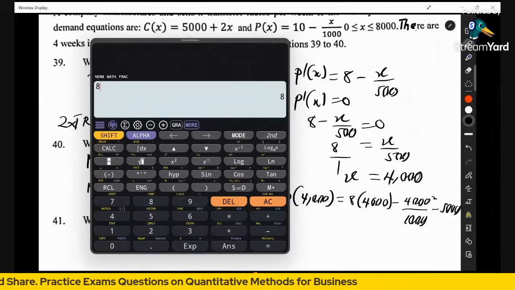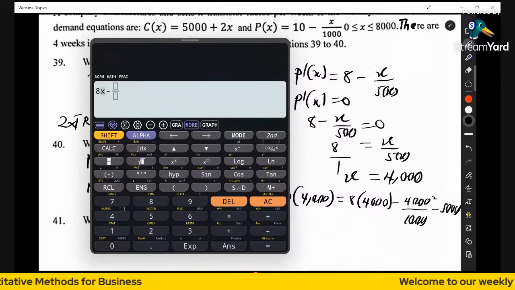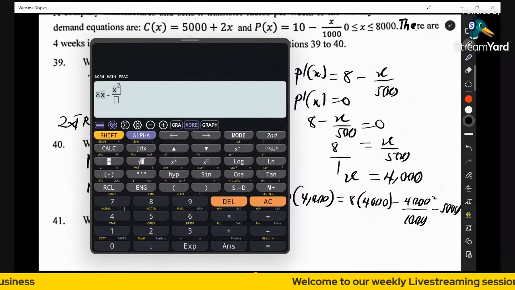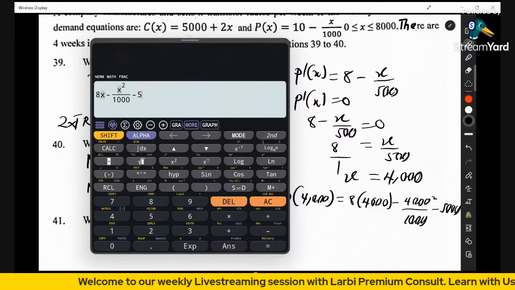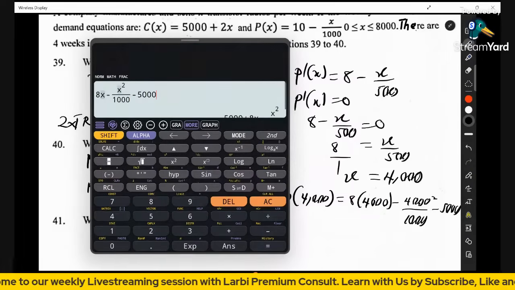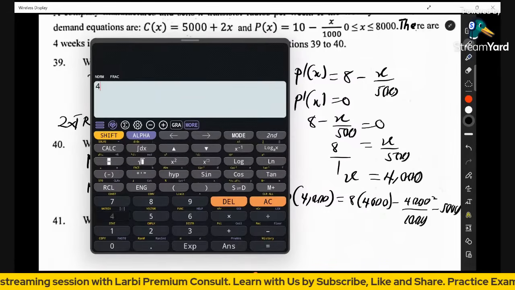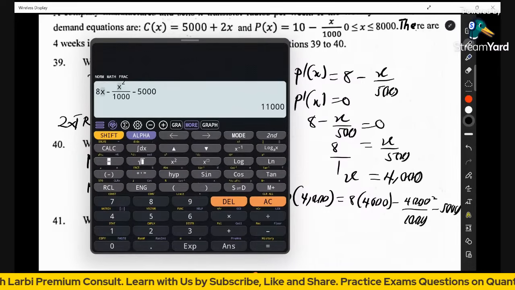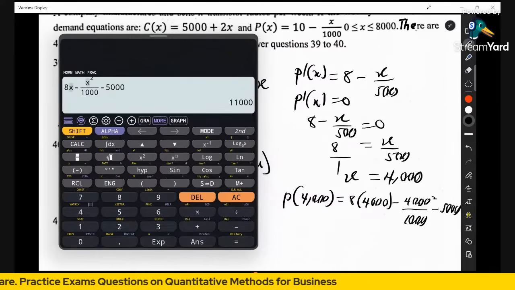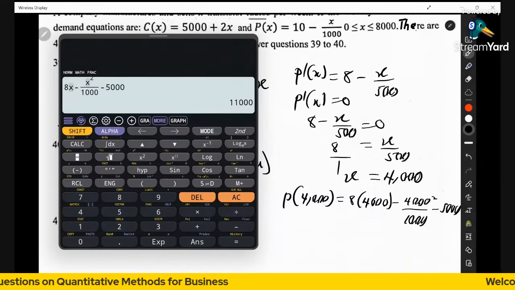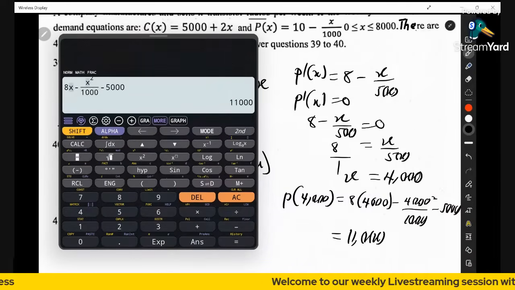Okay, alpha x minus, we have what? Alpha x squared over 1,000 minus 5,000. So once you get this on your calculator, just press solve, and you solve for what? 4,000. And you should be able to get what? 11,000. So with that, you're going to get what? A maximum profit from the profit function of 11,000. Okay. So be guided about that. Straight away, we get 11,000 in that line.